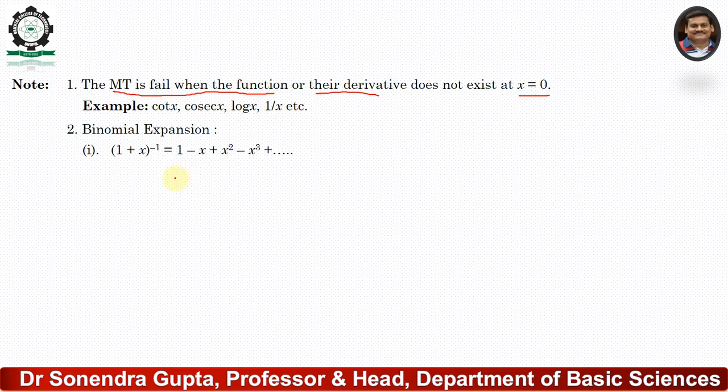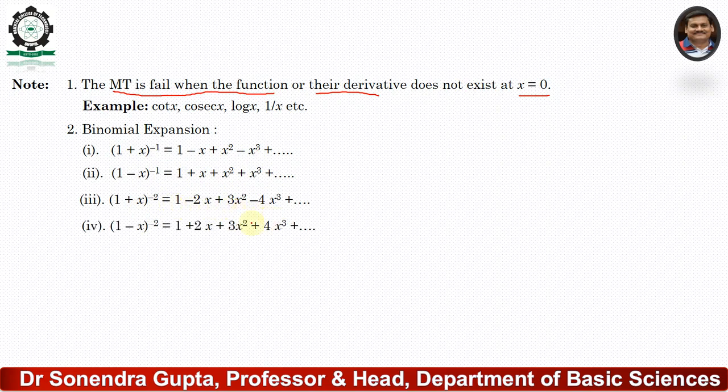Binomial expansions. There are some important binomial expansions used to solve Maclaurin theorem problems. Number 1, (1 plus x) to the power minus 1 equals 1 minus x plus x squared minus x cubed. (1 minus x) to the power minus 1 equals 1 plus x plus x squared plus x cubed. (1 plus x) to the power minus 2 equals 1 minus 2x plus 3x squared minus 4x cubed, and (1 minus x) to the power minus 2 equals 1 plus 2x plus 3x squared plus 4x cubed and so on.